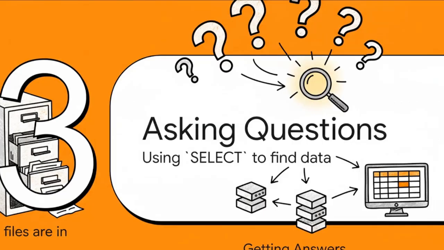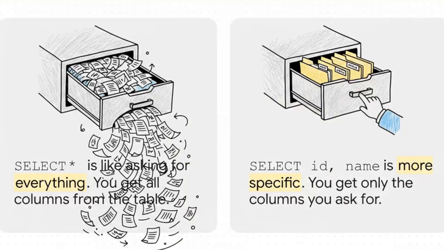Okay, the cabinet's built, the files are in, now for the fun part, asking questions and getting answers. And this is where SQL's most famous and powerful command, SELECT, enters the picture. You can see just how flexible SELECT is right here. On the left, we've got SELECT star. That little asterisk just means everything. It's like telling the cabinet, just dump the entire drawer out on my desk. You get everything, but it's a mess. But look at the right. By being specific, SELECT ID, name, age, gender, you're only getting the exact, neatly organized files you actually asked for. Much better. Okay, that's cool.